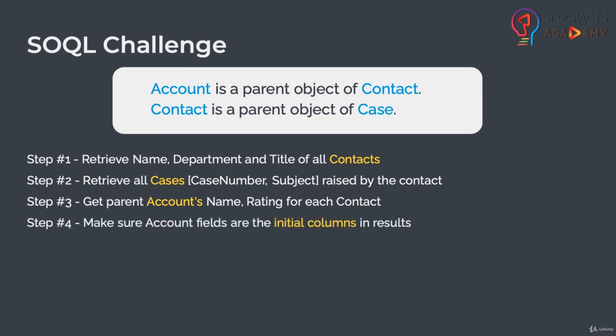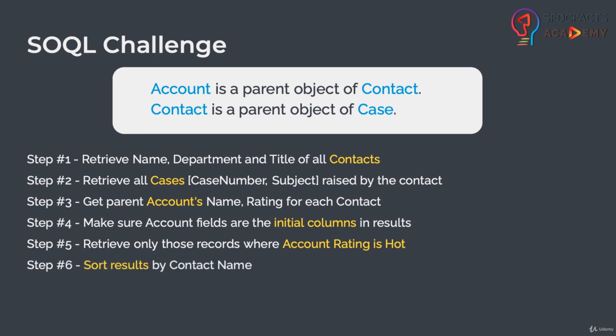Now let's move to step 4, where you need to rearrange your account columns. So your results first column should be the account name, the second column should be the account rating, and then you can have all your contact fields and the related cases. After this, we are going to add a filter condition, and we are only going to retrieve those contacts where related account or the parent account's rating is hot.